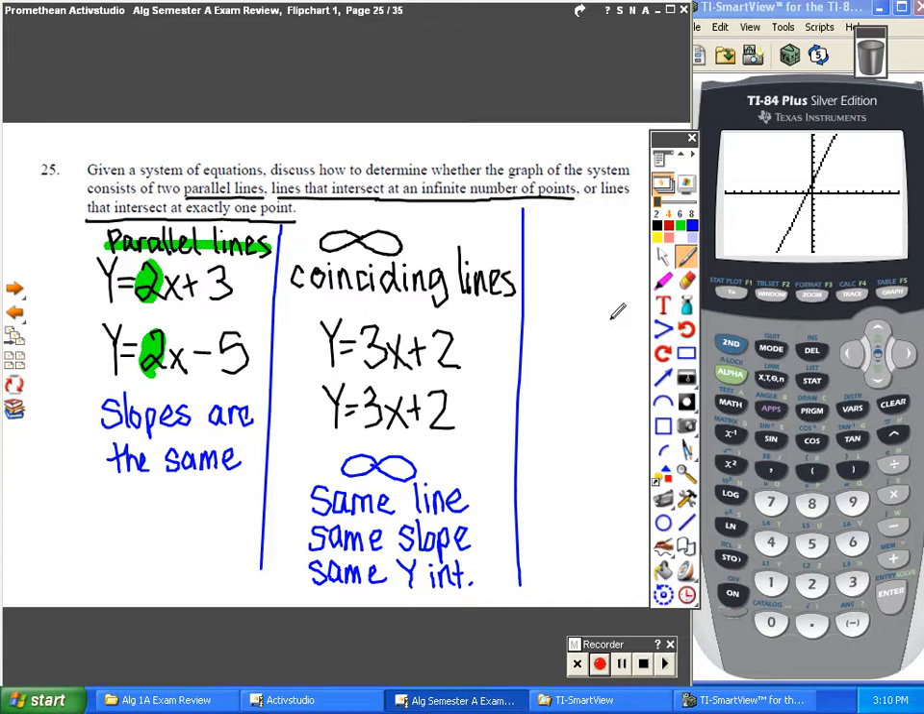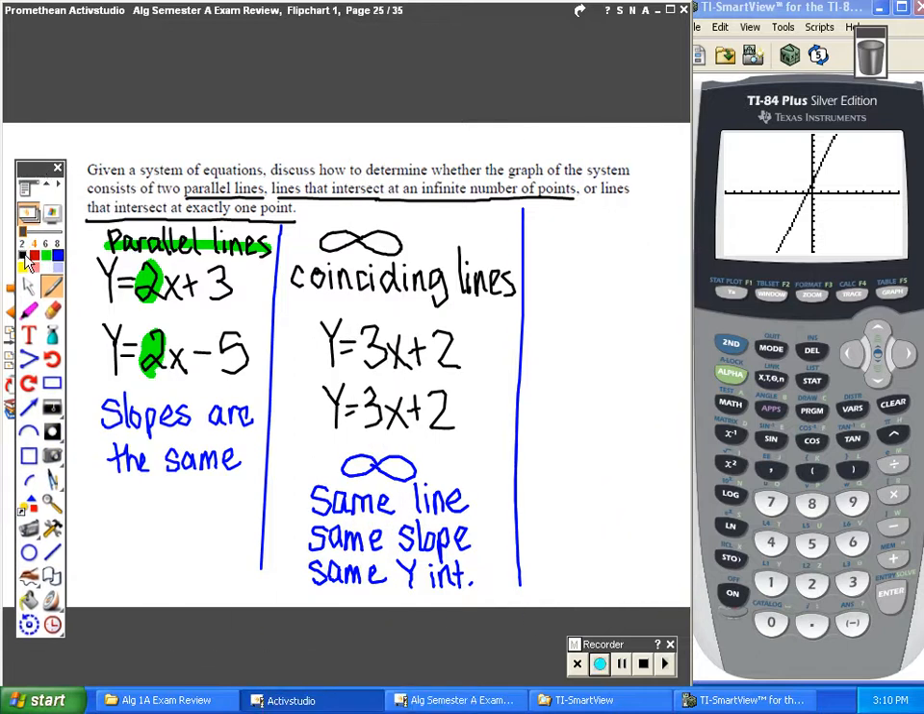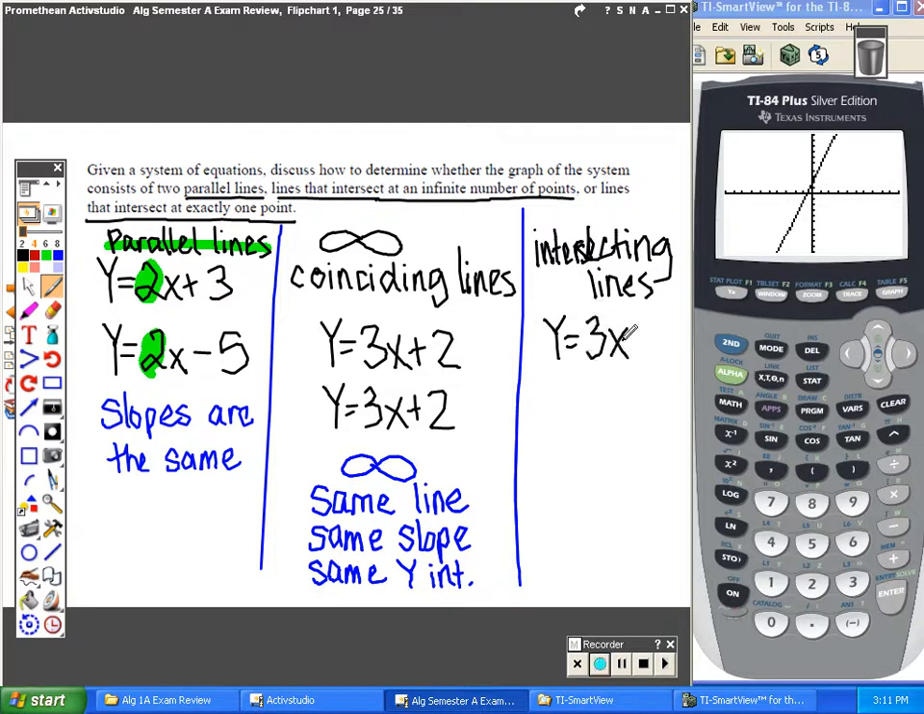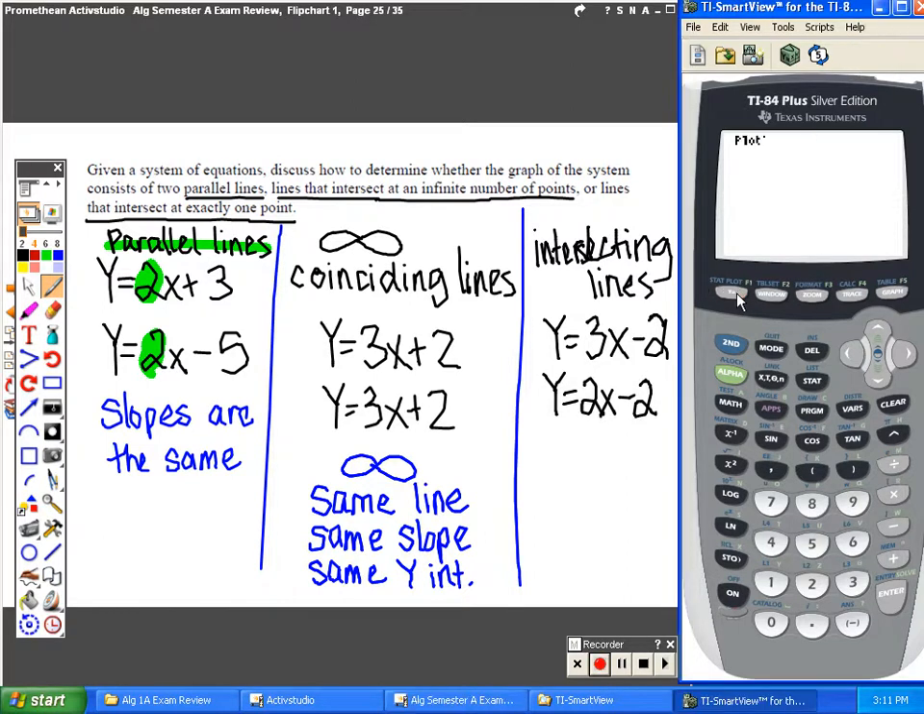The last thing we have to explain are the lines that intersect at just 1 point. So these we just call intersecting. Now, intersecting lines are any lines that have something different, or a different slope. So if this one has a slope of 3, this slope could be a slope of 2. Now, if you look at the graph, we could do 3x minus 2, and we could do 2x minus 2.